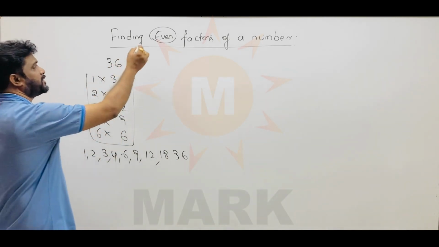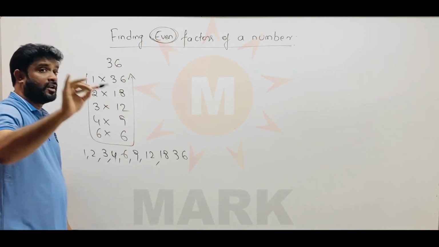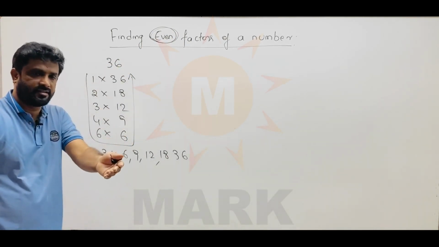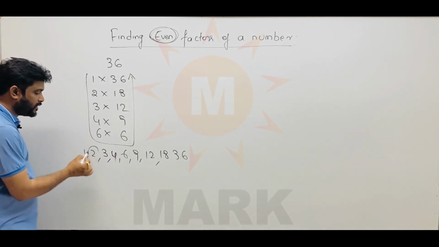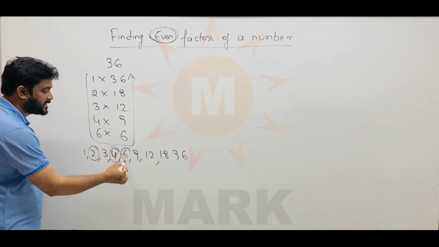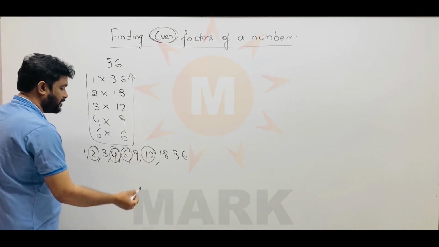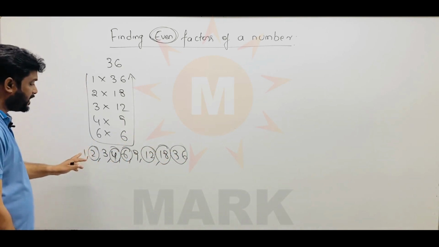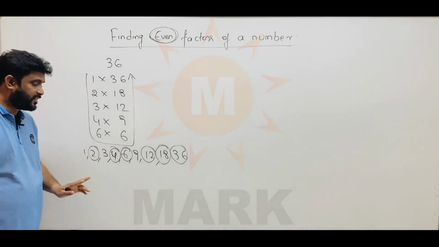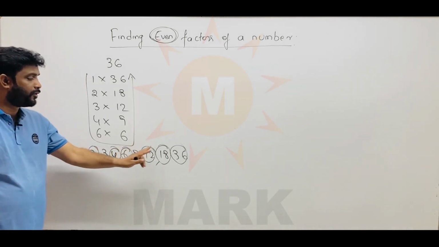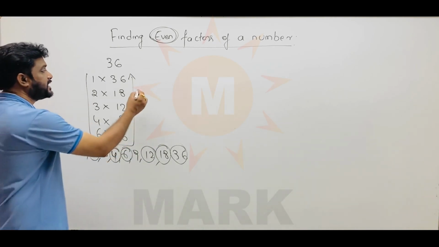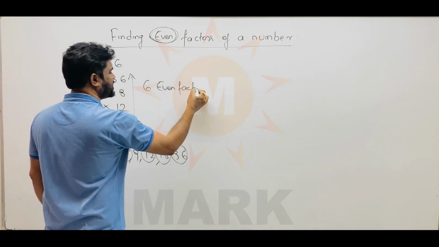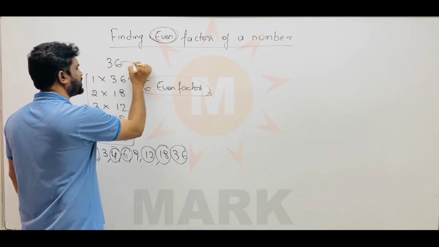But now our concept is different. Our concept is finding only even factors, the factors which are even numbers. So what are even numbers here? 2 is an even number, 4 is an even number, 6 is an even number, 12 is an even number, 18 is an even number, 36 is an even number. How many factors are there which are even numbers? 1, 2, 3, 4, 5, 6. There are 6 even factors for 36.